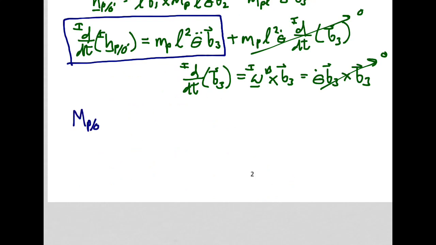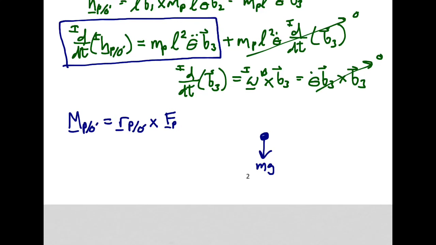So the moment of P about O prime is equal to R cross F. So this is the position vector of P with respect to O prime, crossed with all the forces on point P. Now to get all the forces on point P, we need a free body diagram. We'll do this the same way we did last time, in which we have mass times gravity, the force due to gravity in the E1 direction, and then we have a normal force, which is in the negative B1 direction.